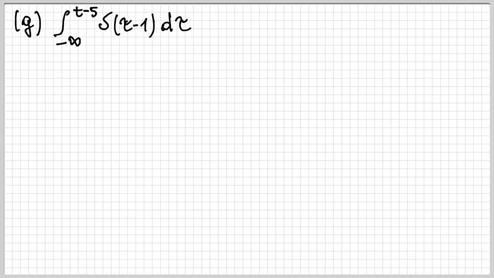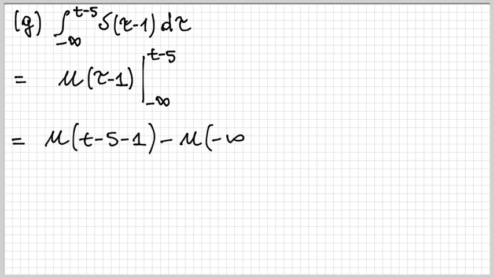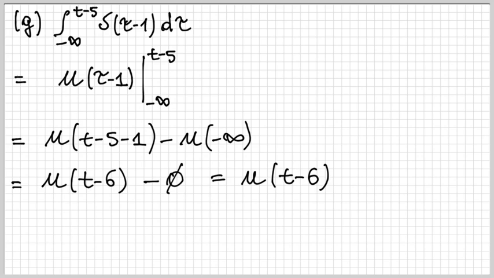And how do we do that? Well, we know that the integral of the delta is a step function, so it would be u of tau minus 1, which I need to evaluate between minus infinity and t minus 5. So I get u of t minus 5 minus 1 minus u of minus infinity. We know that u at minus infinity is 0 because u is 0 for negative times. So the result is simply u of t minus 6.